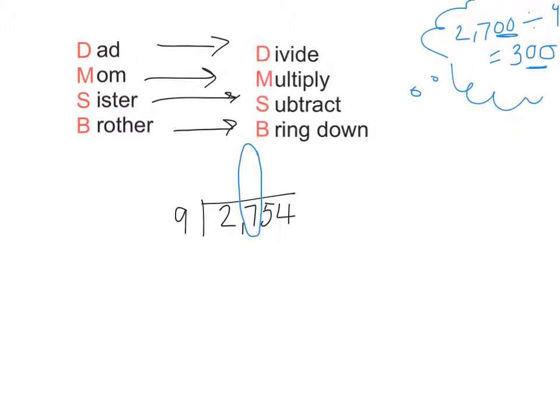All right, now we're ready to think about the members of our family. D stands for dad, which also stands for divide. So let's take a look at the hundreds. We have 27 hundreds. How many times does 9 go into 27 hundreds? Jason? 3 times. Okay, so then we write the number up here. Now that we've divided, the next member of our family is M for mom, which stands for multiply. So then we're going to multiply the 3 right here by your divisor. 3 times 9 is 27. Okay.